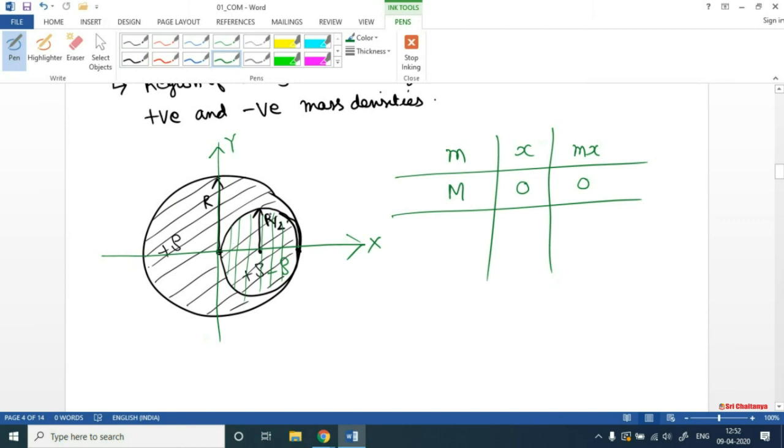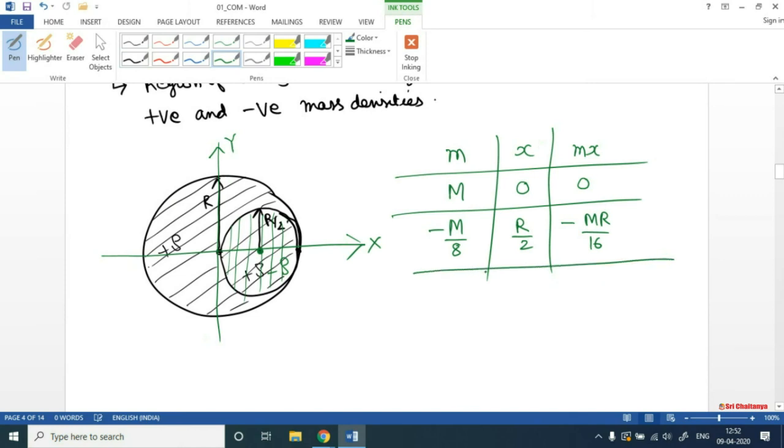What would be the mass of this smaller sphere of negative mass density? See, this is the case of volume mass distribution, and mass would be directly proportional to volume, and volume is directly proportional to radius cubed. So the radius is half, so the volume will be 1/8, so the mass would be 1/8, but also with a negative sign, that would be minus M by 8 over here. And the x coordinate of the center of mass of this sphere is r by 2, and their product over here would be minus MR by 16.